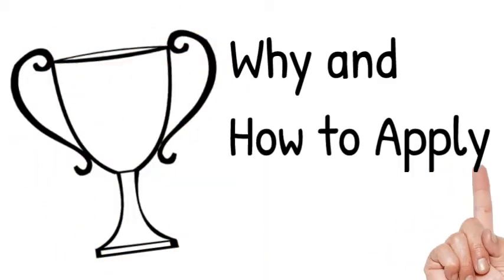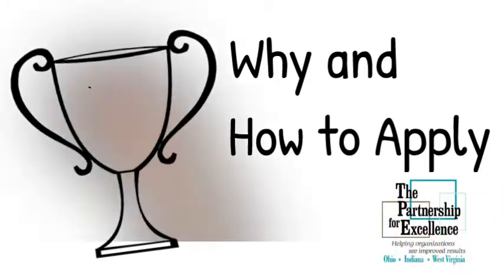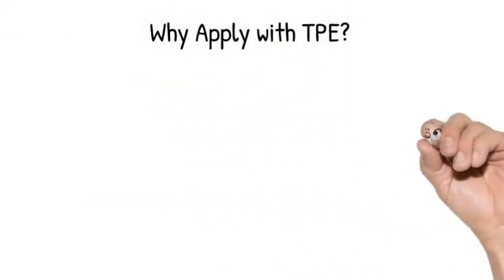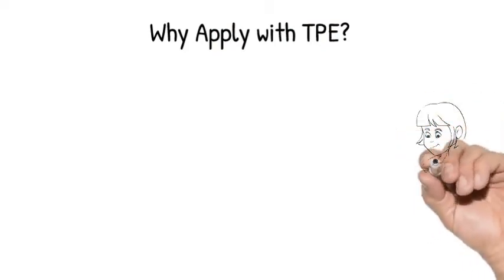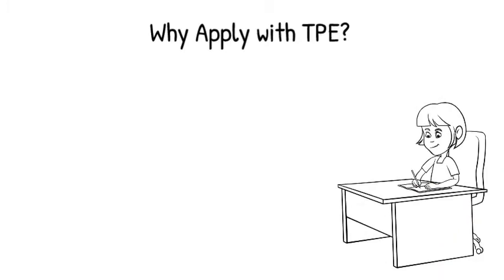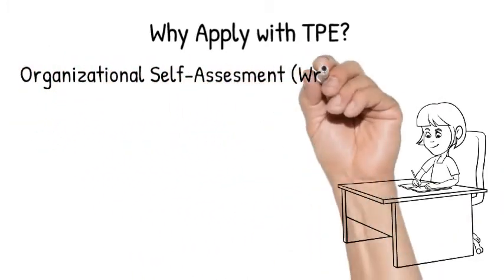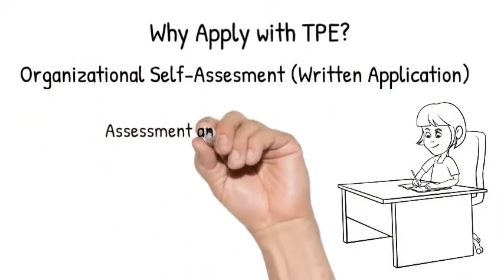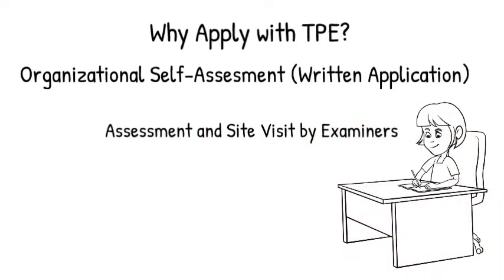This short video will show you why and how to apply with TPE. The Partnership for Excellence process helps an organization assess performance on a wide range of key indicators. The TPE process involves both an organizational self-assessment, the written application, and an assessment and site visit by TPE examiners.